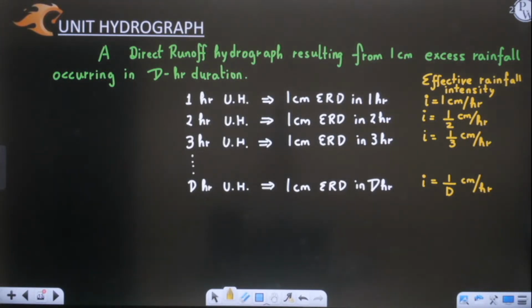Ankit is saying I have not understood. So what have you not understood, Ankit? Ankit, tell me what you have not understood.